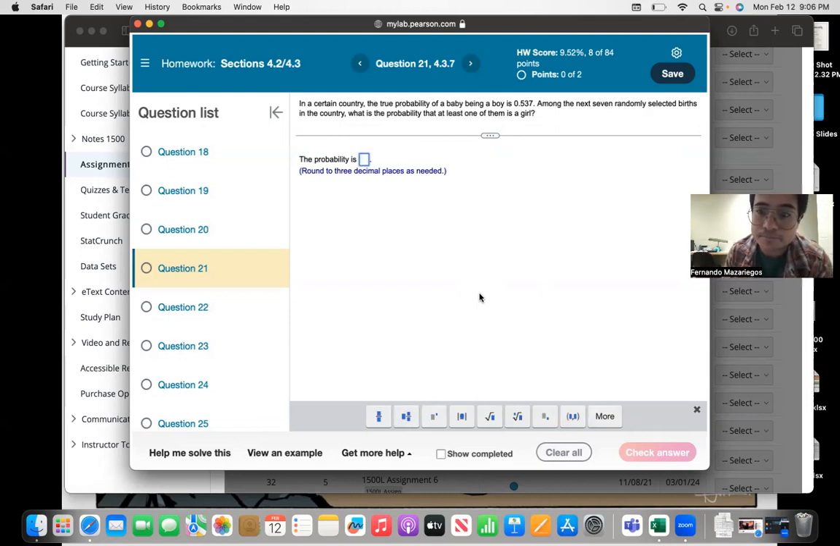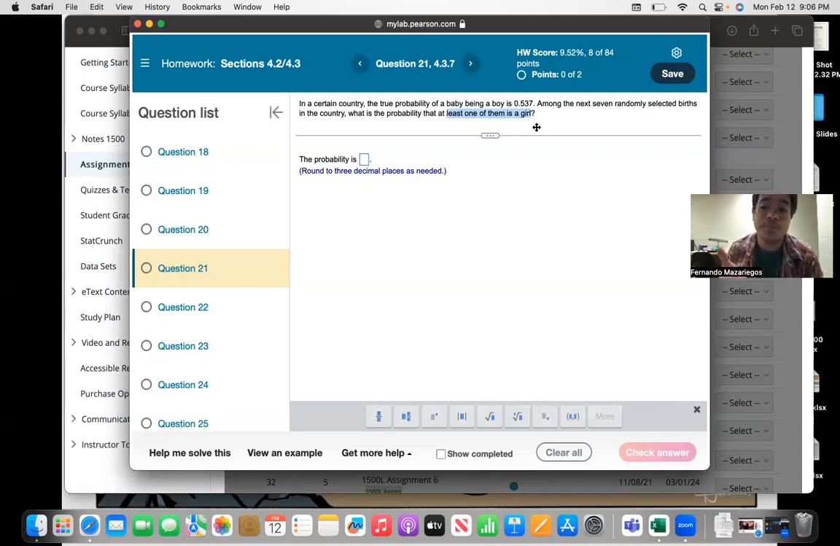Now, this is kind of a hard question in the sense that if we just try to do it straightforwardly, it would take a lot of work, because we would need to find the probability that we have exactly one girl, and then add it to the probability that we have exactly 2 girls, plus the probability that we have exactly 3 girls, and so on. And that takes a lot of work, a lot of time.